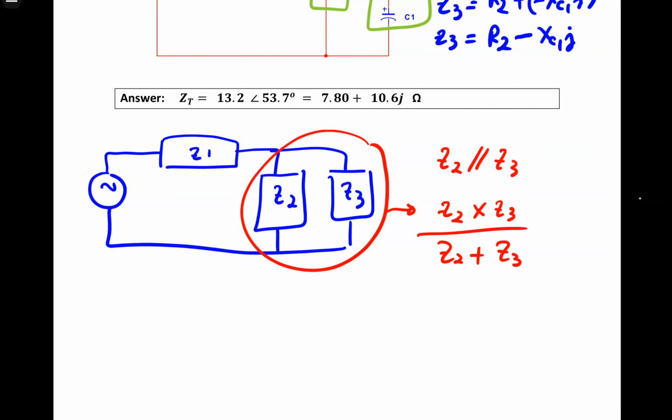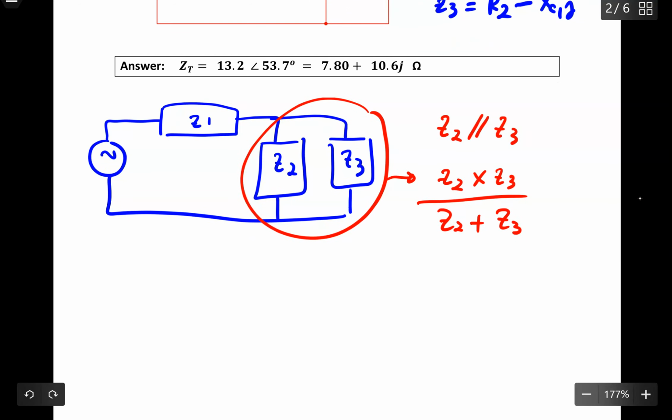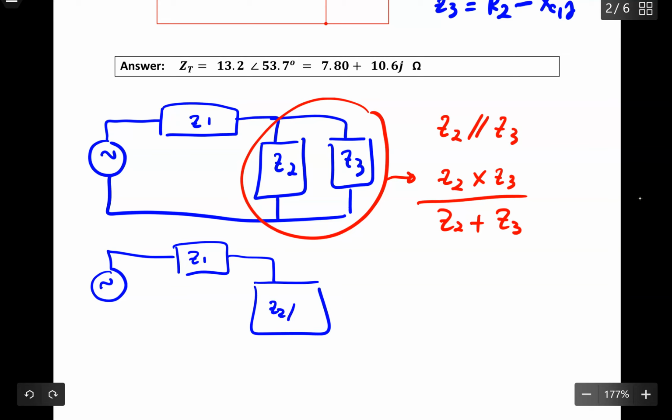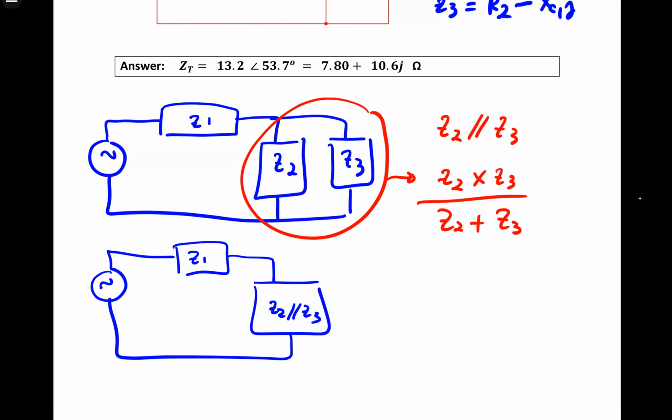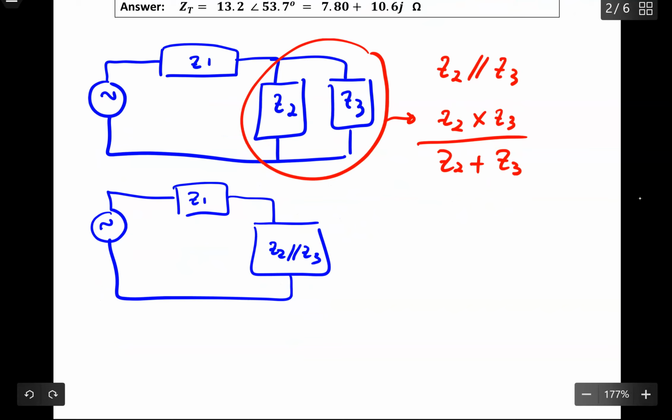Then if I draw another simplified diagram, here is my Z1, and here is already Z2 parallel to Z3. Now you see that Z1 is in series with Z2 parallel to Z3. So basically, your formula to find the Z total in this case will be Z1 plus the product over the sum of Z2 and Z3.